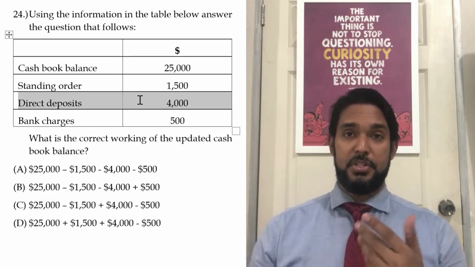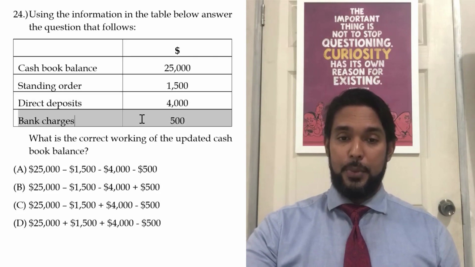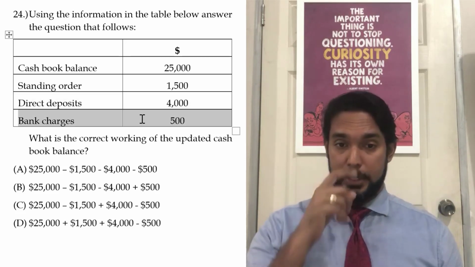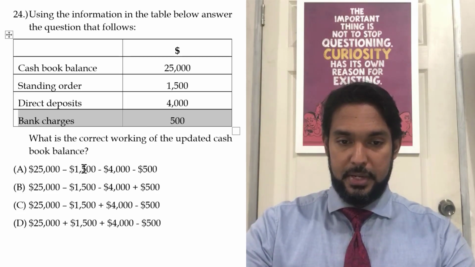Direct deposits, we just saw it above, money put into our account. So we have to add the 4,000. And we dealt with bank charges just now, we have to minus that. So we're going to go minus plus minus. There we go.